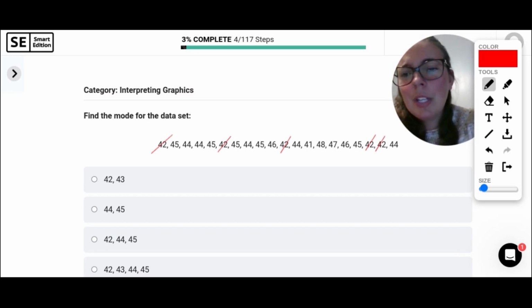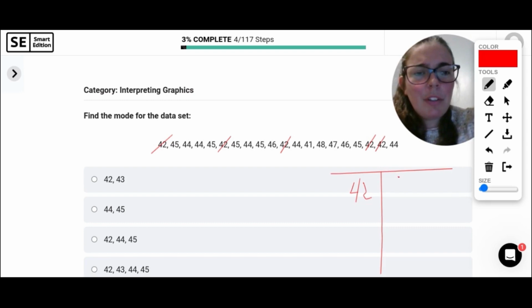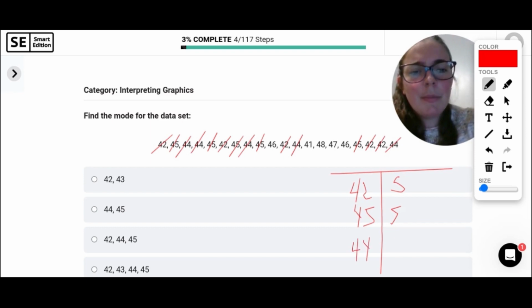So I'm just going to make a little frequency table here. So 42 happens, I'm just going to write 5 here on the other side of the table so I remember. Okay, 45 is next. So let's do 1, 2, 3, 4, 5. So 45 also happens 5 times. All right, next thing we come across is 44. So 1, 2, 3, 4, 5. Interesting. So 44 also happens 5 times.